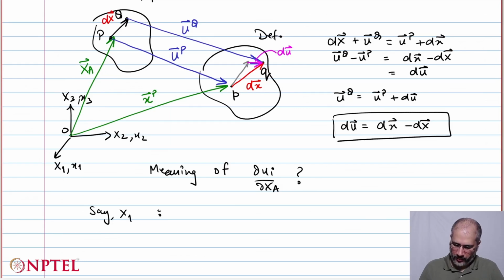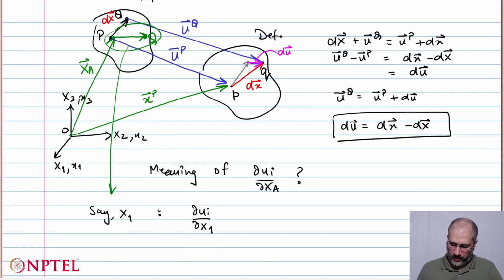So in that case, we have del ui upon del capital X1. Now X1 is a direction. If I draw from the point P, it's like this. So what this means is that I find a point Q in this direction. So I choose a point Q, let's say here, I call this my Q for this discussion. So this is what I'm talking about here.